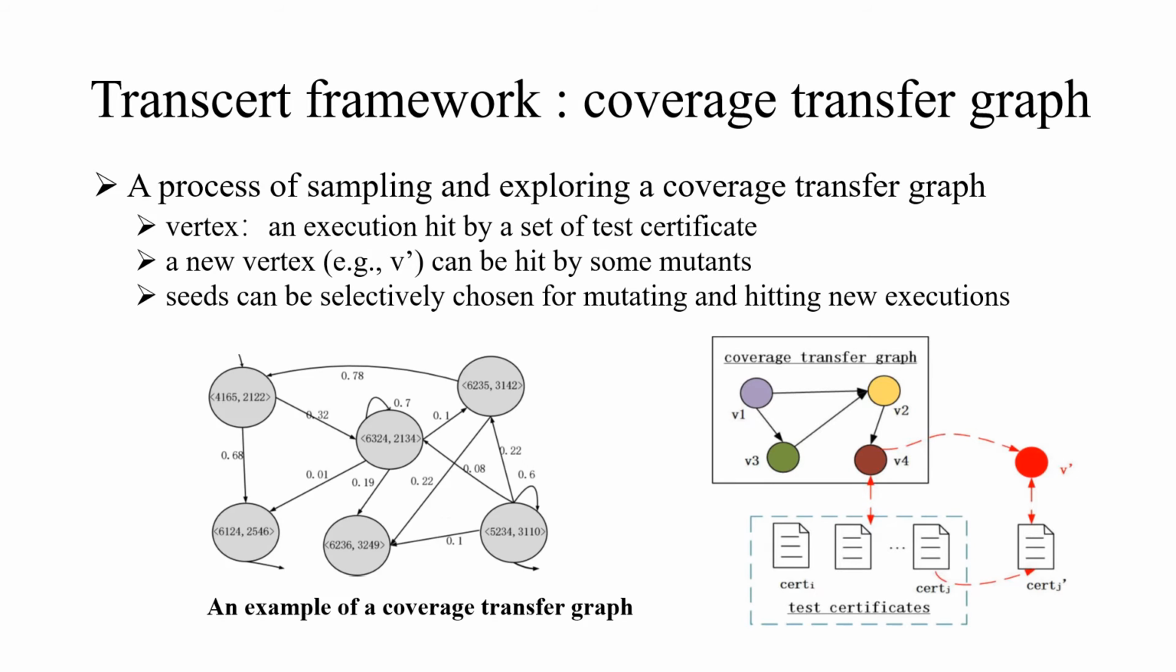Like the figure shows, here we use the code coverage statistics like line or branch coverage to approximate the execution path. That means if two certificates are likely to traverse the same or similar execution path, then they have the same coverage information.